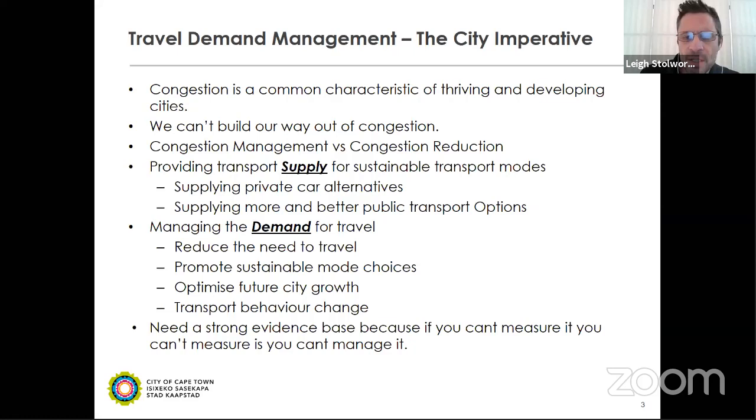Just as an introductory slide, travel demand management as the city imperative: what is it that cities need to do, and how does travel demand management affect us?